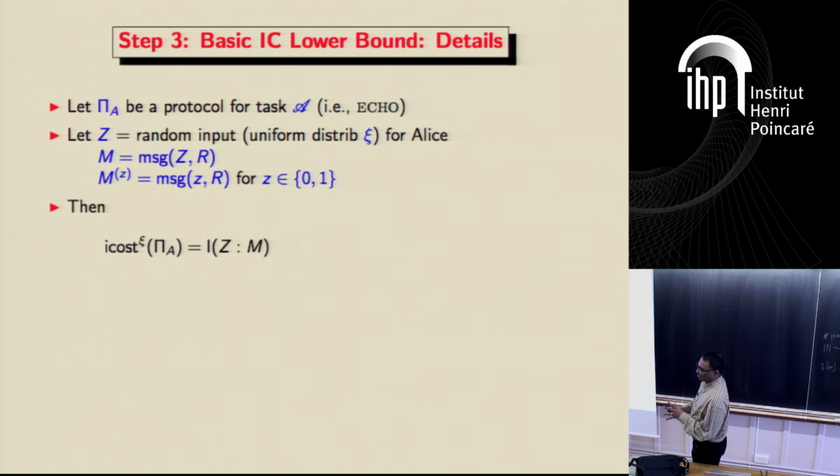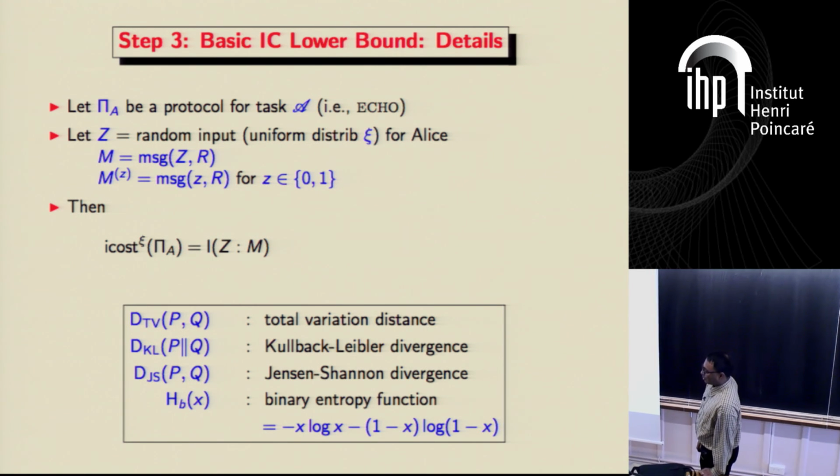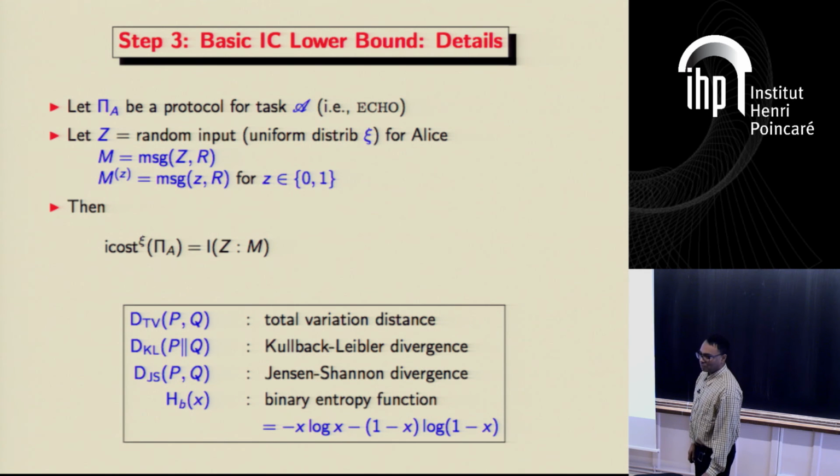Okay, so there's only two such inputs, 0 and 1. So this gives us basically two possible random variables, M0 and M1. In what comes up, I'm going to use various notions of distance between distributions, and because you tend to use slightly different notations for these, let me put down my notation.